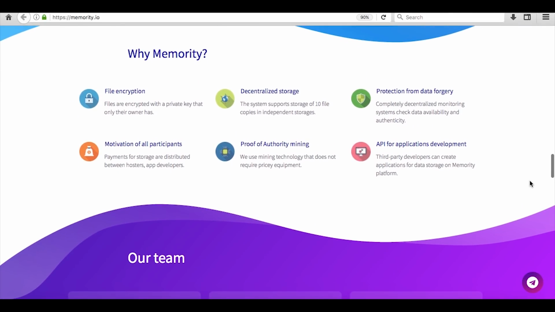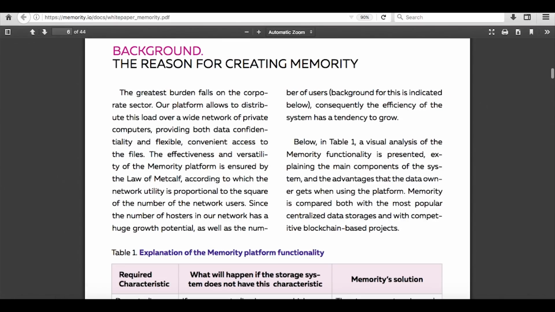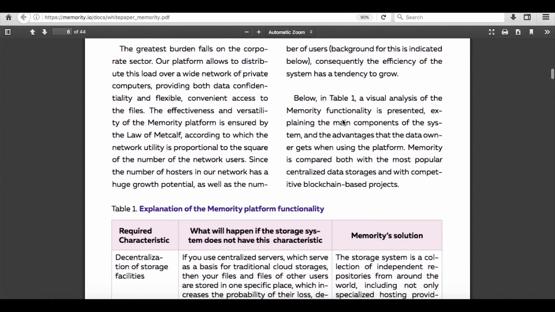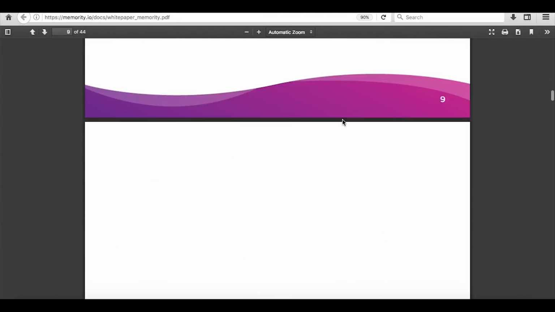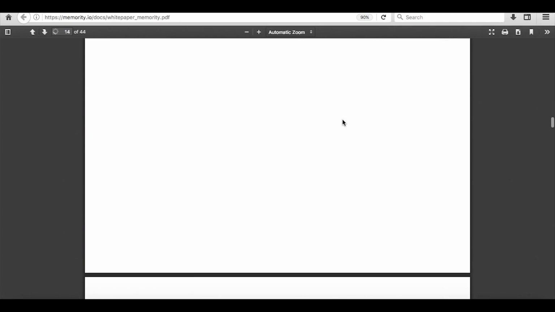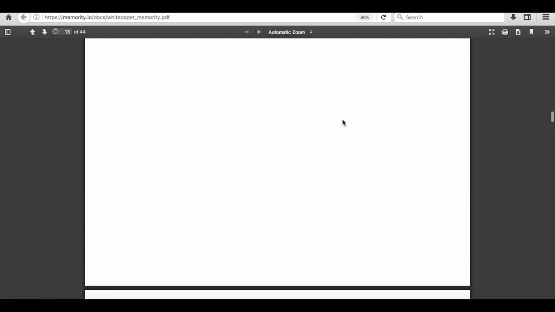The Memority ecosystem will comprise four different types of actors, each of which plays an important role in the functioning and maintaining of the platform. Data owners. Data owners will be the core users of the platform who wish to store data in a completely secure and decentralized manner. They will pay to do so using MMR tokens, the utility token of the Memority ecosystem.